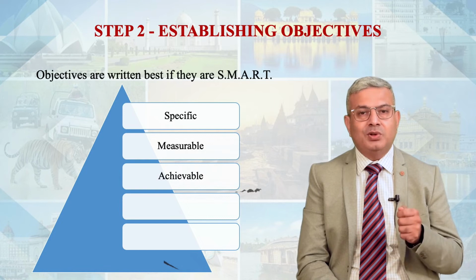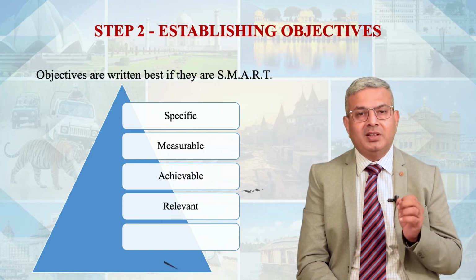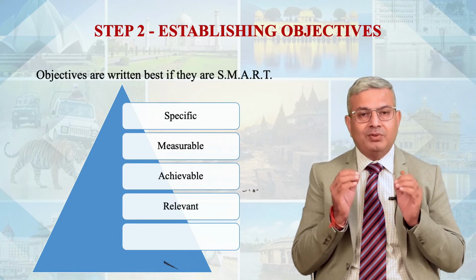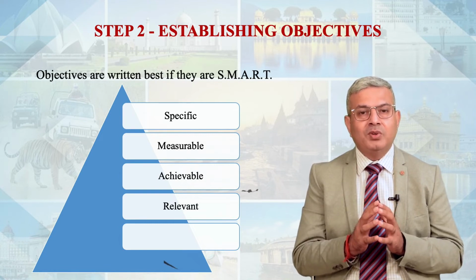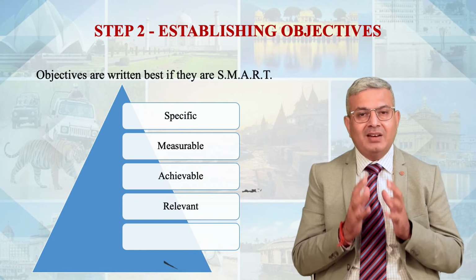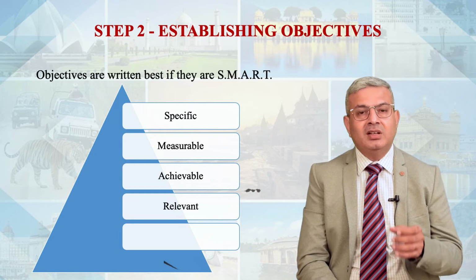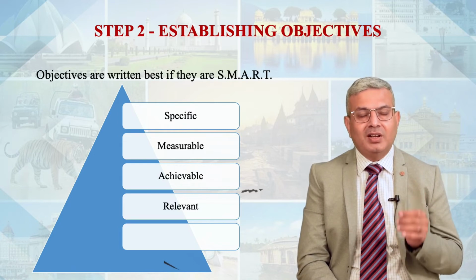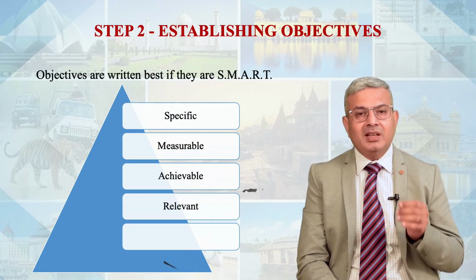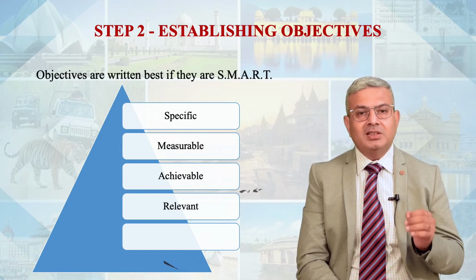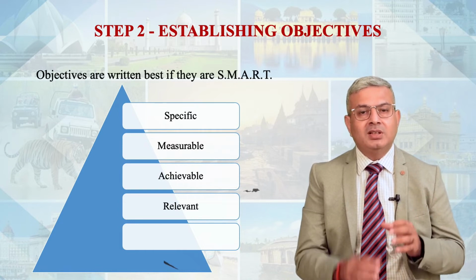R here stands for realistic, which means a good planner should have a thorough understanding of the strengths and weaknesses of the team and of the organization. What are the resources that are available at disposal? In case the resources are not available in-house, does the organization have enough capability to procure these resources in an economical way?